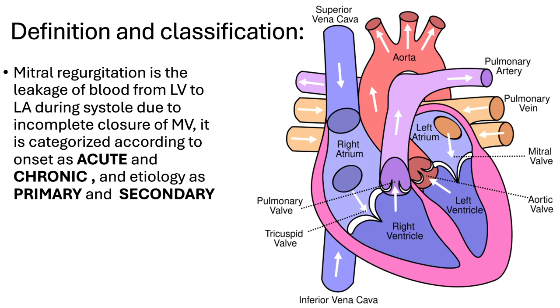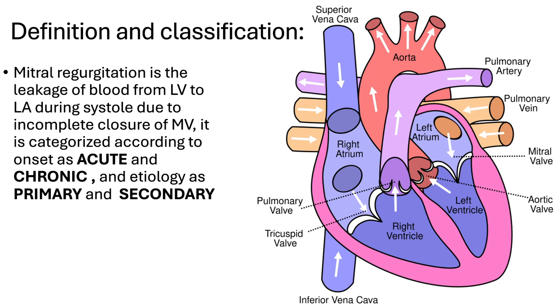The heart has four chambers: right atrium, right ventricle, left atrium and left ventricle. Then we have the tricuspid valve. Between the left atrium and the left ventricle, we have the mitral valve, which has two cusps. And we have the pulmonic valve, which is located between the right ventricle and the pulmonary artery. And we have the aortic valve between the left ventricle and the aorta.